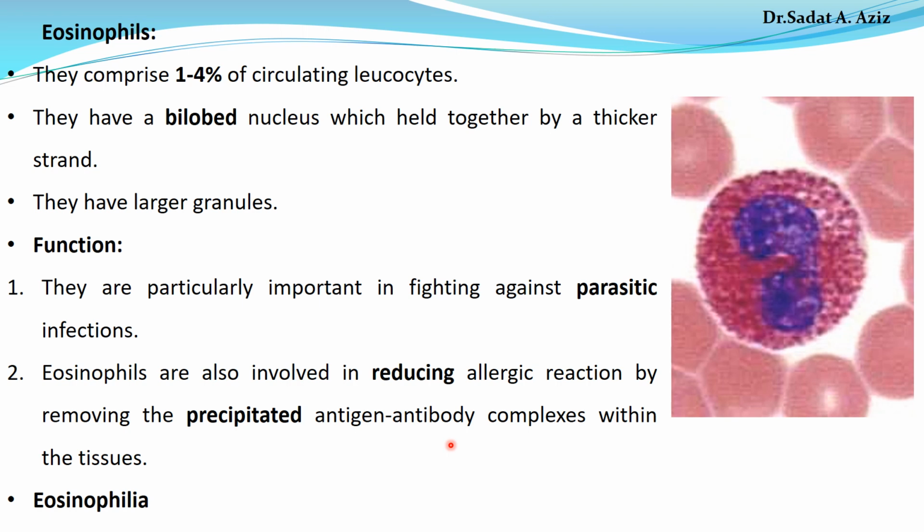Okay, so when there is an increase in the number of eosinophil more than the normal range, it is called what? It is called eosinophilia. So it is an increase in the number of the circulated eosinophil.